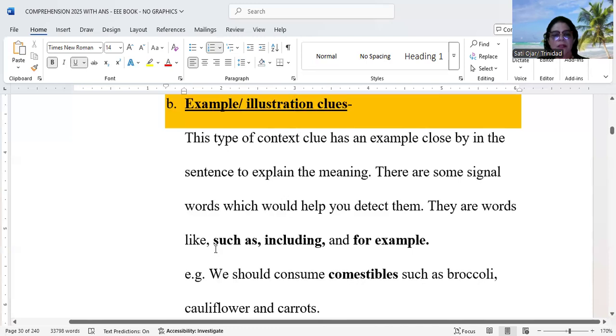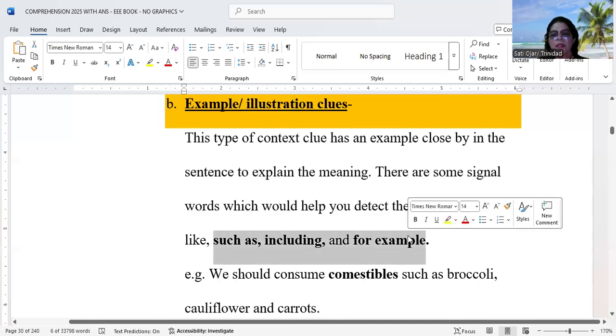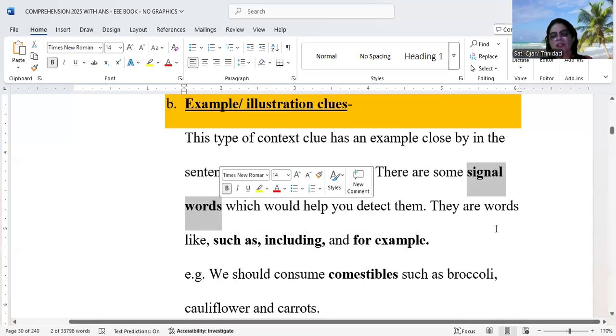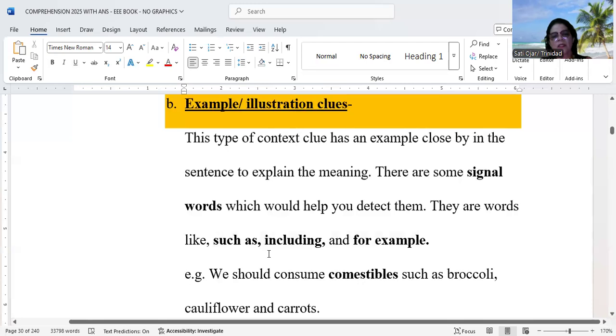Right, so we have 3 sets of signal words that indicate we have an example or illustration context clue. And these are such as, including, and for example. So from the time we see such as, we know that these are examples of whatever this means. So we have such as broccoli, cauliflower, and carrots. Anybody wants to tell me what broccoli, cauliflower, and carrots are examples of?